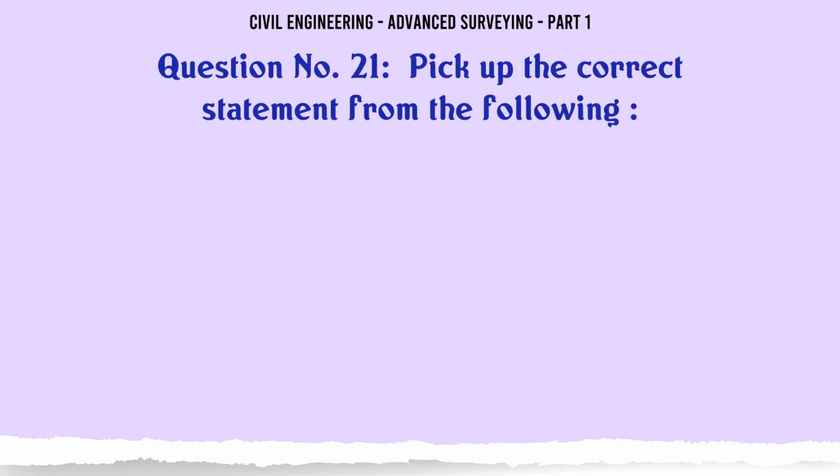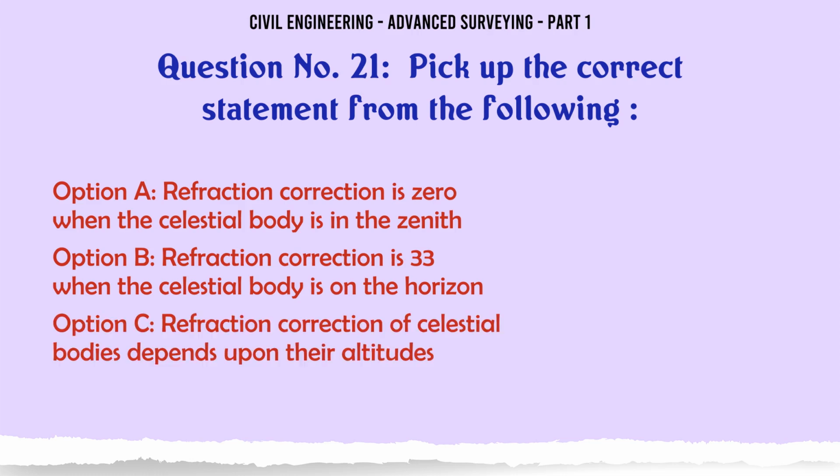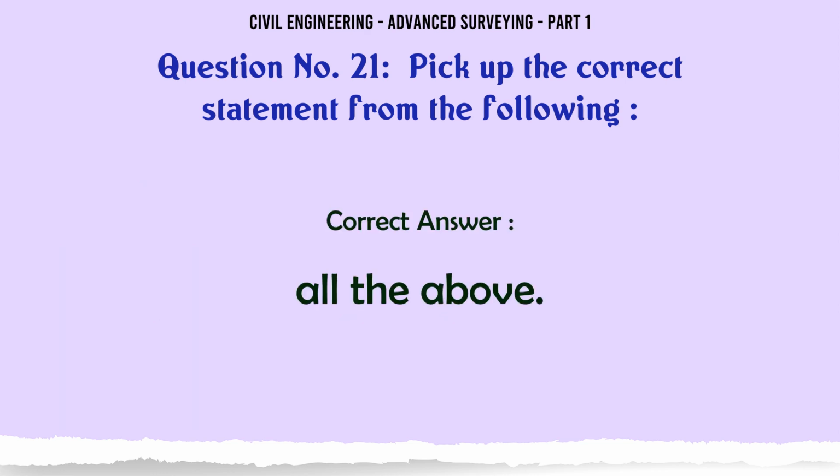Pick up the correct statement from the following. A. refraction correction is 0 when the celestial body is in the zenith. B. refraction correction is 33' when the celestial body is on the horizon. C. refraction correction of celestial bodies depends upon their altitudes. D. all the above. The correct answer is all the above.